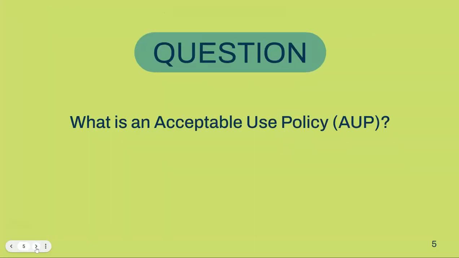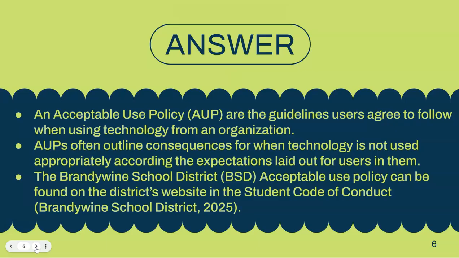Question number 1, let's start with what is an acceptable use policy? I'll give you a few seconds to think about that and try and answer it. All right, players, let's see how we did. An acceptable use policy is the guidelines users agree to follow when given technology from an organization.